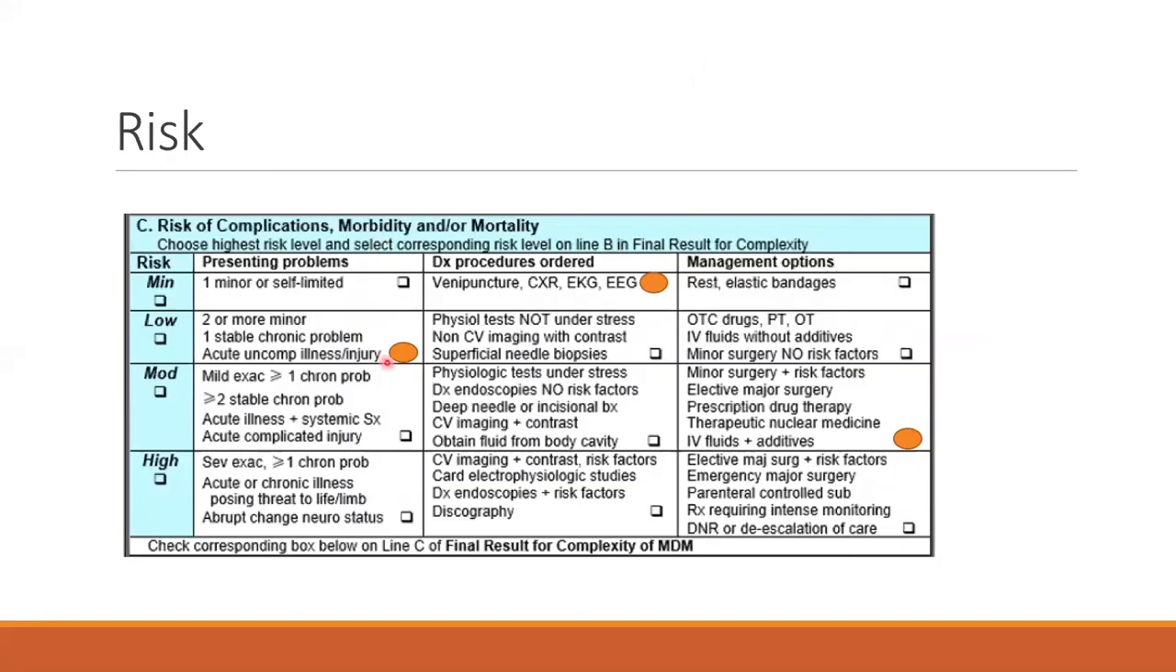And for our risk, we have an acute, uncomplicated illness that's occurring, not something that's chronic. We did a basic diagnostic procedure by ordering the UA. So we got a minimal amount for the number of procedures ordered. But for our management options, we prescribed a drug, which gets us into a moderate degree. So for risk, you always choose the highest of the 3, which is a little bit different than what you would do with history, right? You always choose the highest risk that you've attained in any of the 3 categories. So we're at a moderate risk.